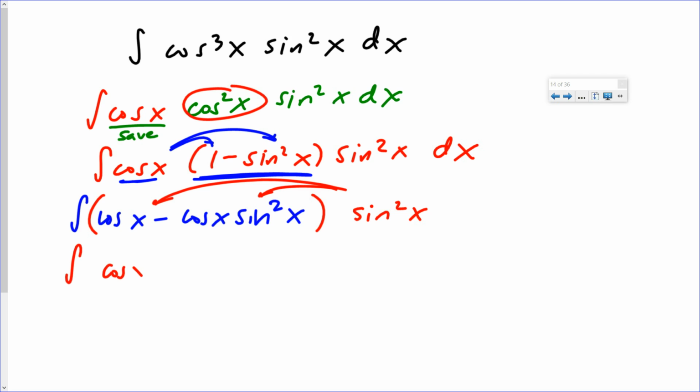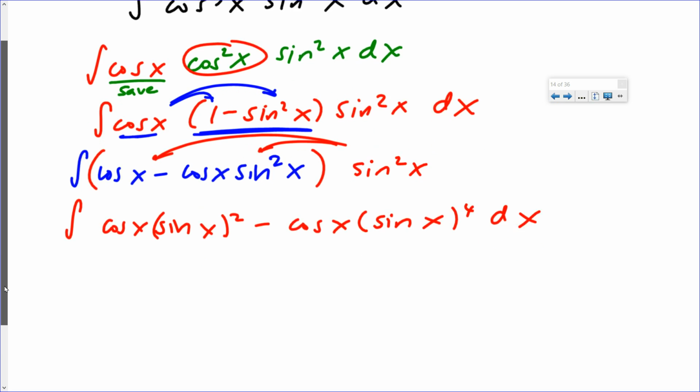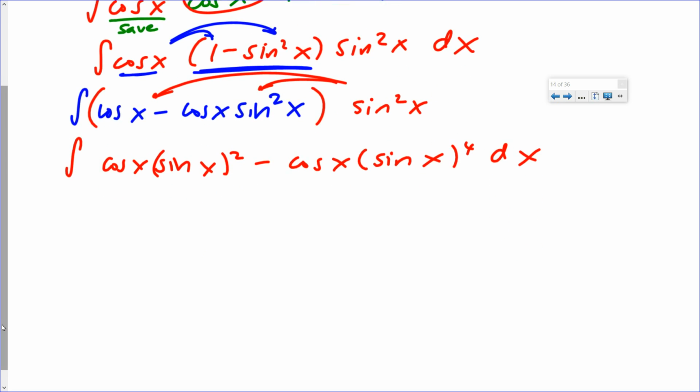And so this is going to be cosine x sine squared x. I'm going to rewrite this as sine x to the squared minus cosine x. What's sine squared x times sine squared x? To the fourth. And there I am. And once again, it just takes practice on the algebra part. I feel like the calculus part you could get if you could just get the algebra part correct on there.